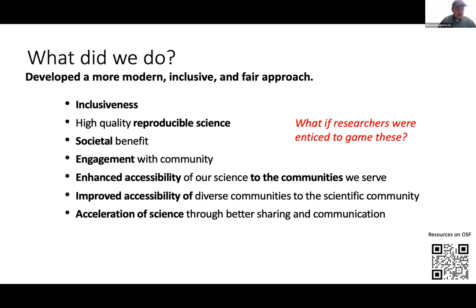So again, building on this, what did we do? Well, I think a very concise way of saying this is that we developed a more modern, inclusive, and fair approach. If you look at our tenure and promotion documents, words such as inclusiveness are not just put in there for posterity, they're actually in there for purposes of people being evaluated. We wanted to build a document with incentives that encouraged high quality, reproducible science. We wanted to reward people who were doing work that benefited society, people who were doing work that engaged with the community. Not that we're requiring people to do these, but we wanted to give them avenues for promotion that recognized all these other things that people could be doing for the benefit of society and which fulfilled the university's mission. We wanted to give those people a pathway for promotion that didn't force them into the singular way in which most tenure documents that I've looked at envision success.